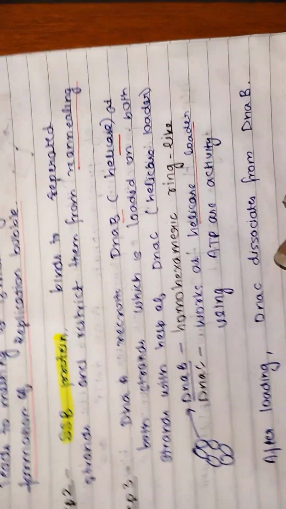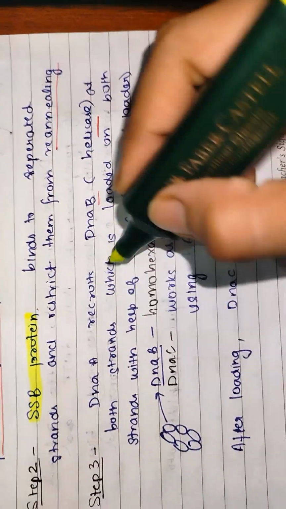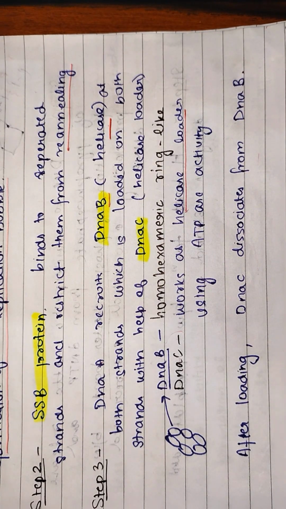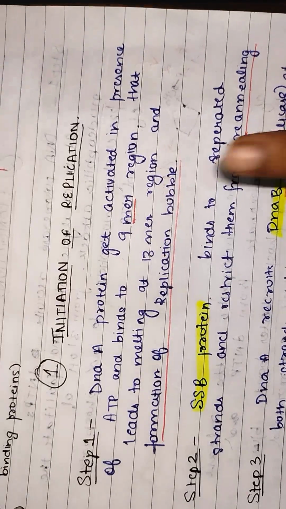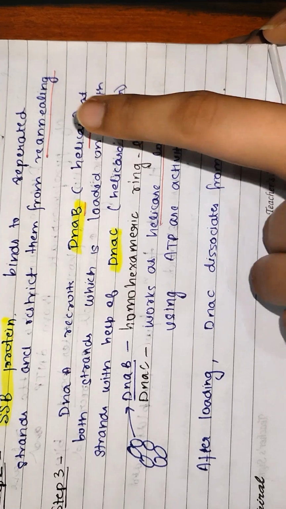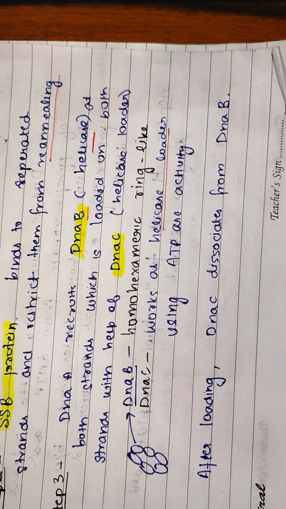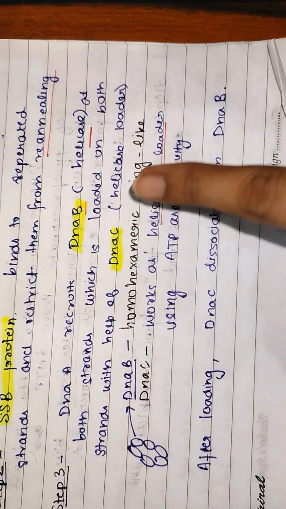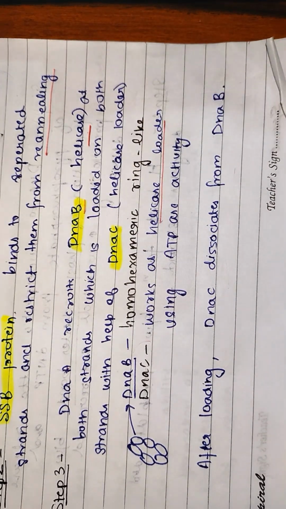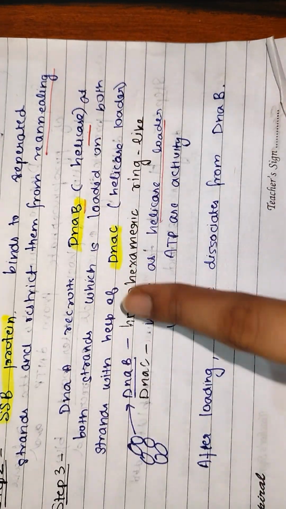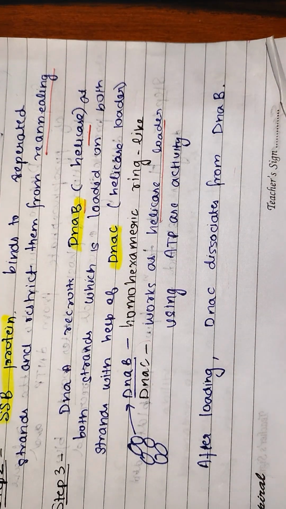After that, the third step is the binding of DnaB and DnaC. DnaA protein, which is already present on the template strand, will recruit DnaB. DnaB is the helicase and it will cause the unwinding of the DNA. DnaC is the helicase loader; it will load the DnaB on the strand. So DnaA recruits DnaB at both the strands, which is loaded on both the strands with the help of DnaC. This is step number 3.